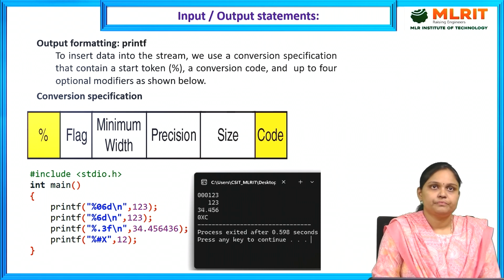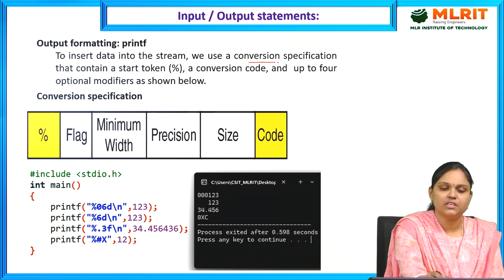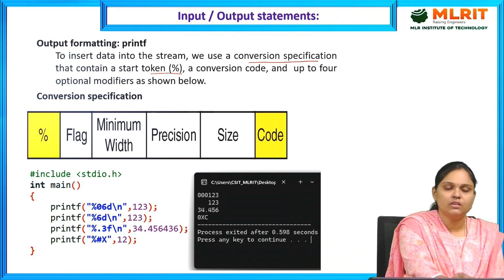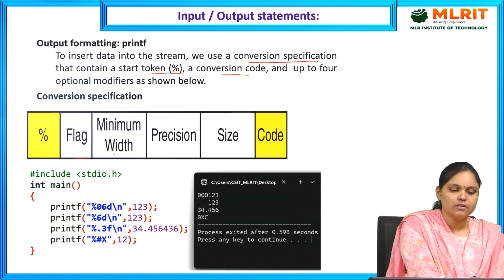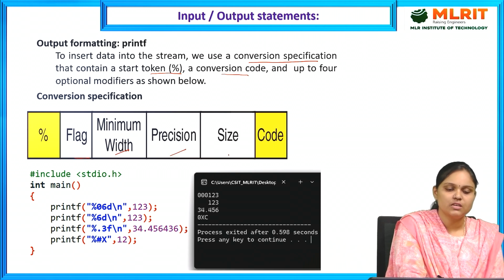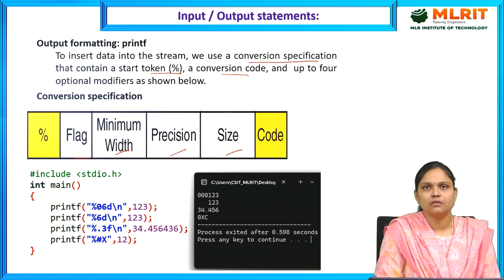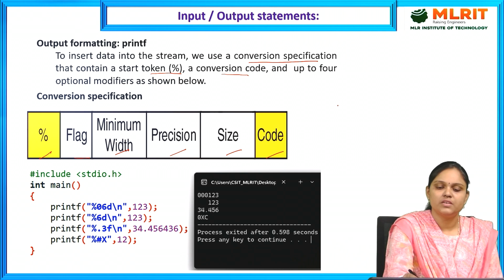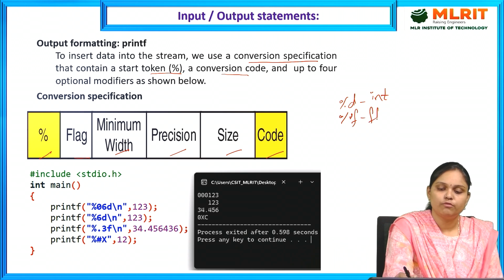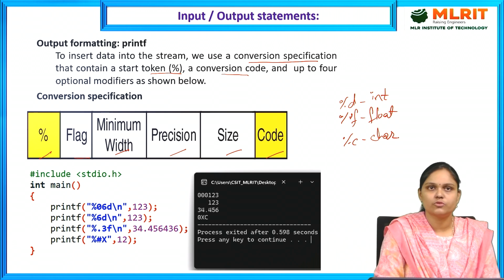Output formatting. To insert data into the stream, we use conversion specifications. It contains a start token, the percent sign, and a conversion code, and then four optional fields: the flag, the minimum width, the precision, and the size. The mandatory fields are the percent sign and the conversion code. %d is used for int.